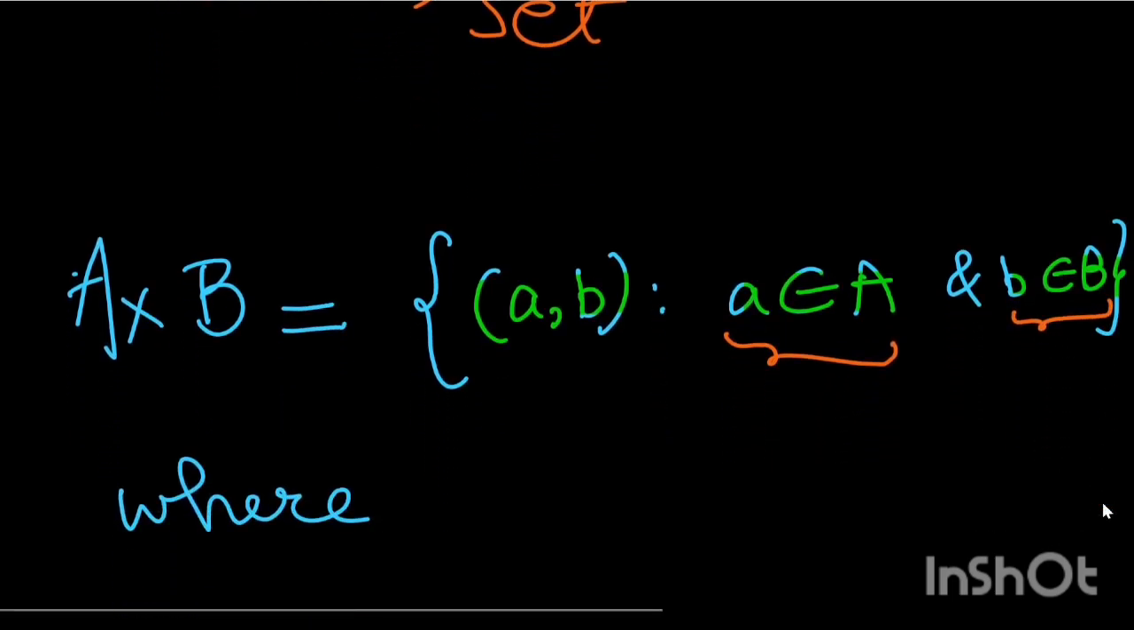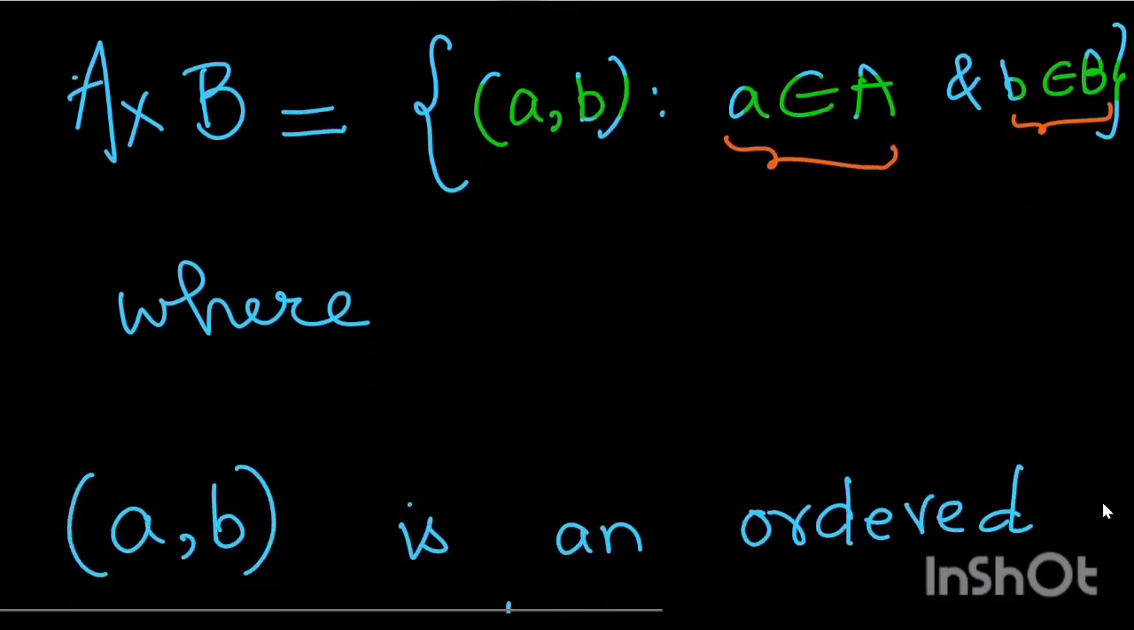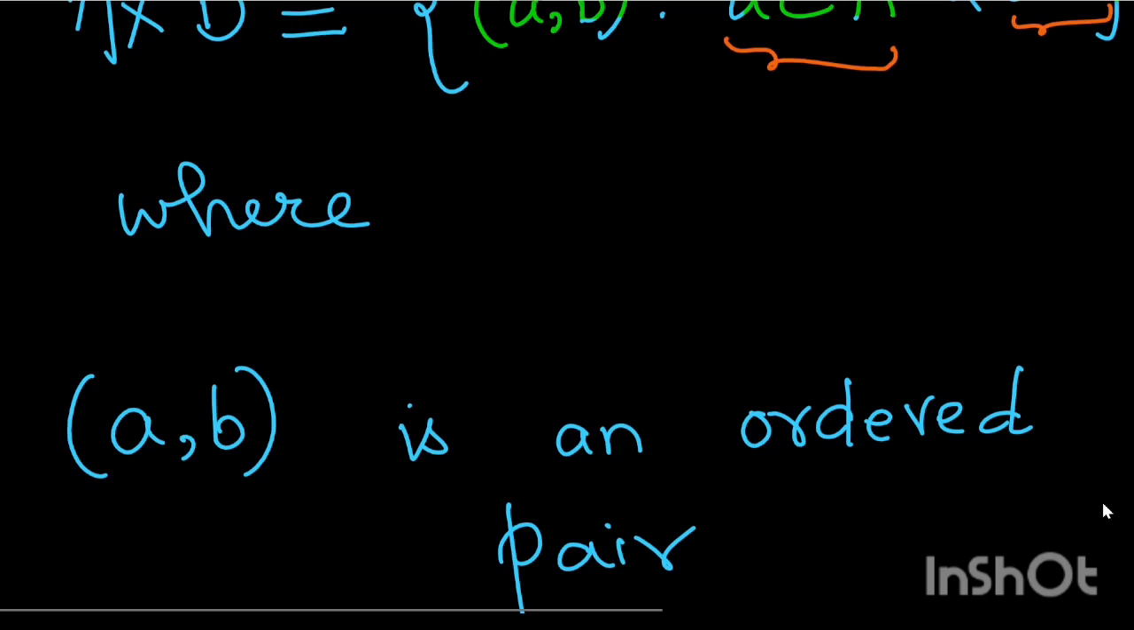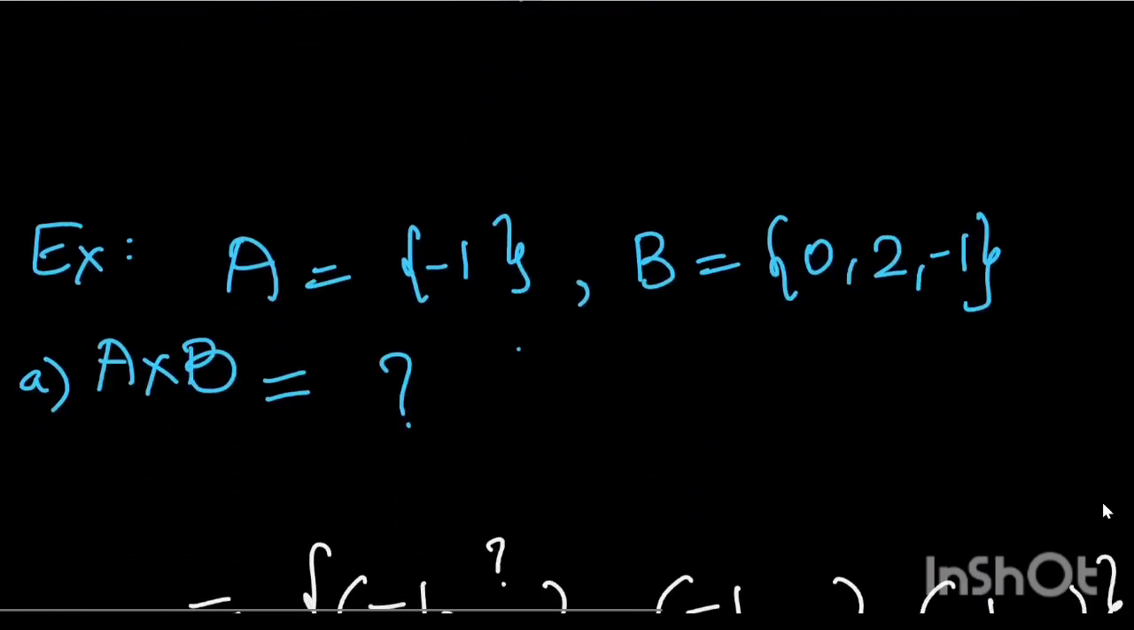So how do we define the cross of two sets, guys? A and B is an ordered pair, as I said. Okay, so let's take an example. If A contains only one element, -1, and B contains 0, 2, -1, what is A cross B?